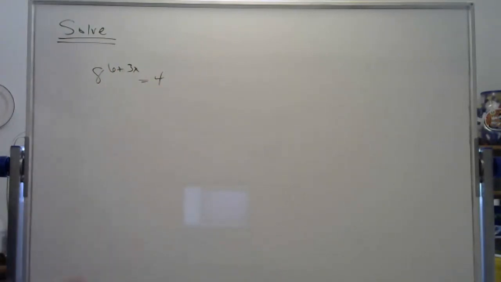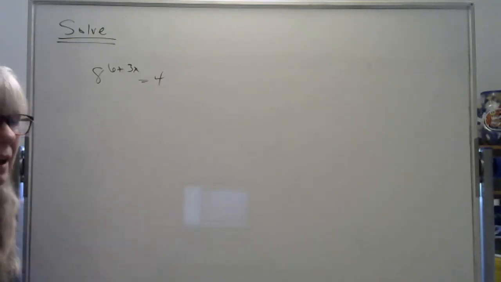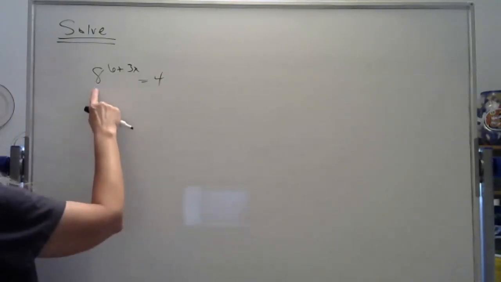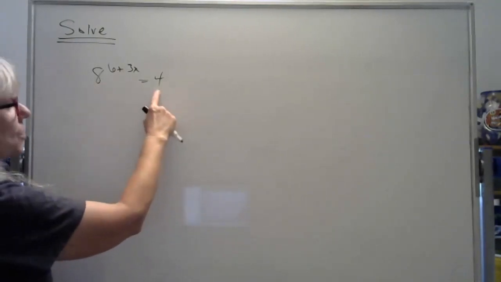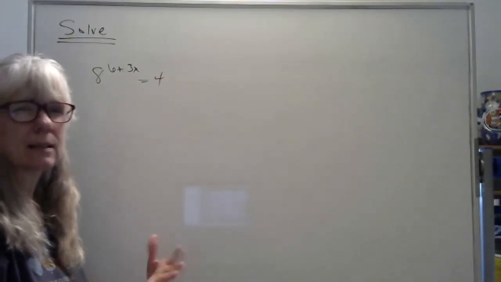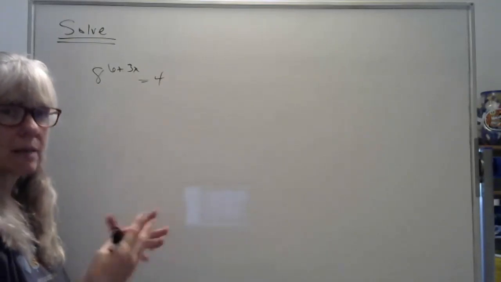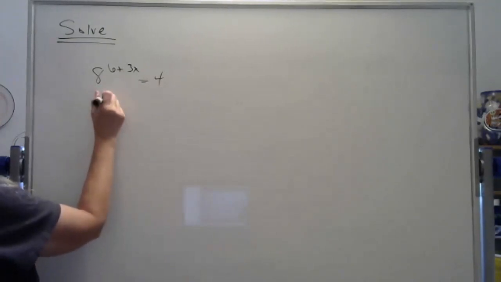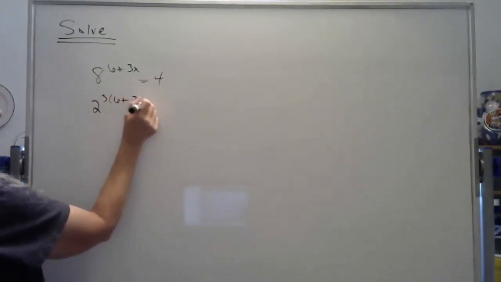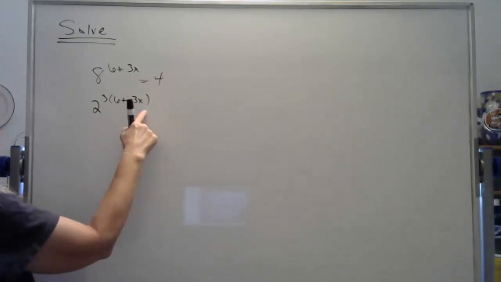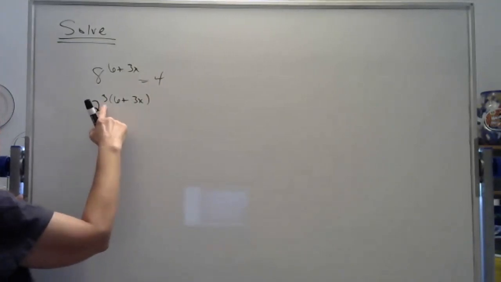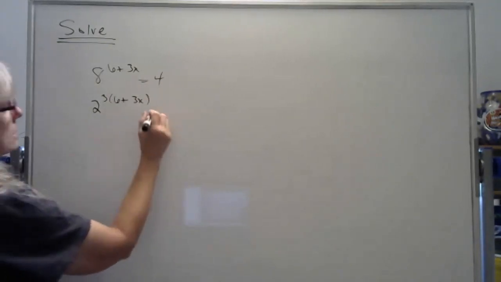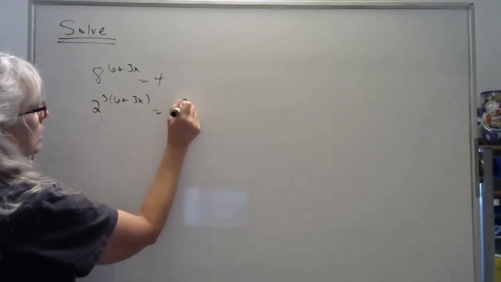Okay, now there's an easy way to do this problem and there's a hard way to do this problem. I want you to see the easy way, and what you're going to recognize is that both the 8 and the 4 can be rewritten as a base of 2. In other words, try to take them to the same base if you can. So 8 is really 2 to the 3rd power. And then I'm going to put the 6 plus 3x in parentheses. So I have 2 raised to the 3 times the quantity 6 plus 3x. On the other side, 4 is 2 squared.